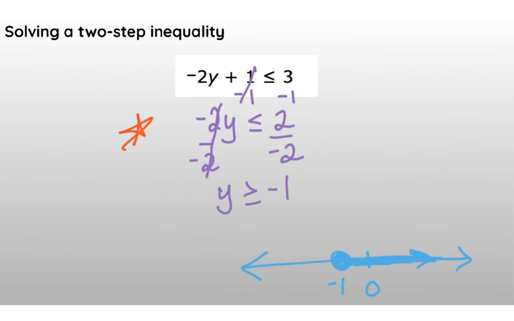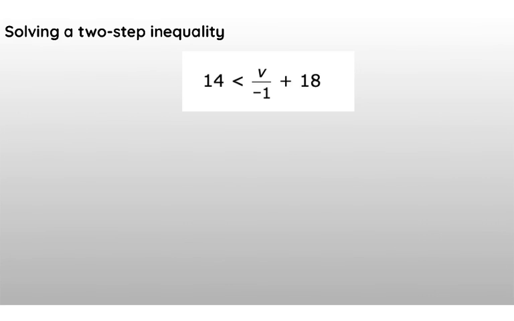Another one, just a real quick example. We solve this the same way. I'm going to isolate my variable by undoing the addition or subtraction first, subtracting 18 from both sides. These cancel out. Negative 4 is what I'm left with on the left, is less than v divided by a negative 1. I am then going to multiply both sides by a negative 1.